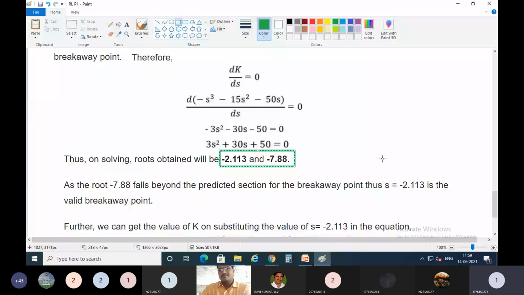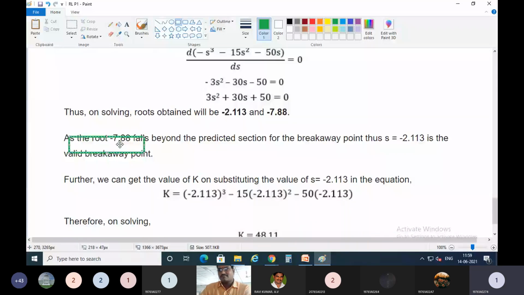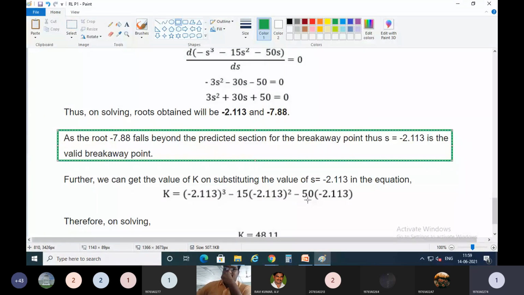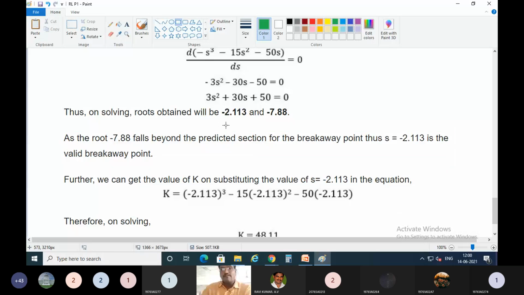As the root minus 7.88 falls beyond the predicted section for the breakaway point, thus s is equal to minus 2.113 is the valid breakaway point. Valid breakaway point. Yes. See, very simple here. So here we have minus 2.113 and minus 7.88.